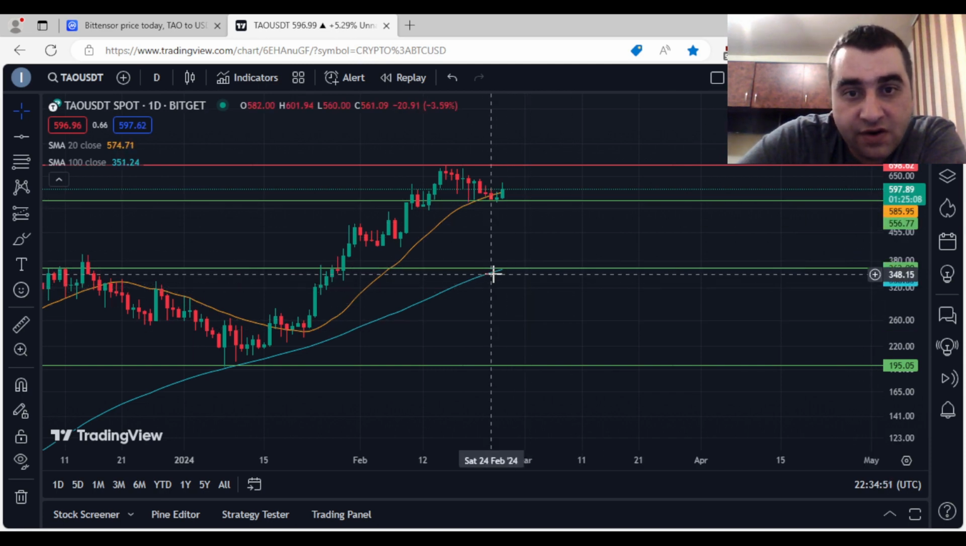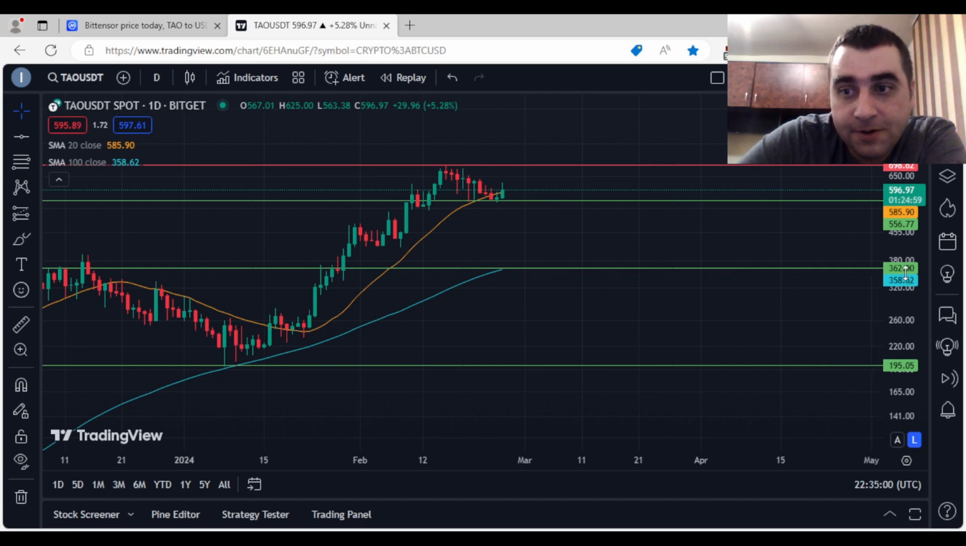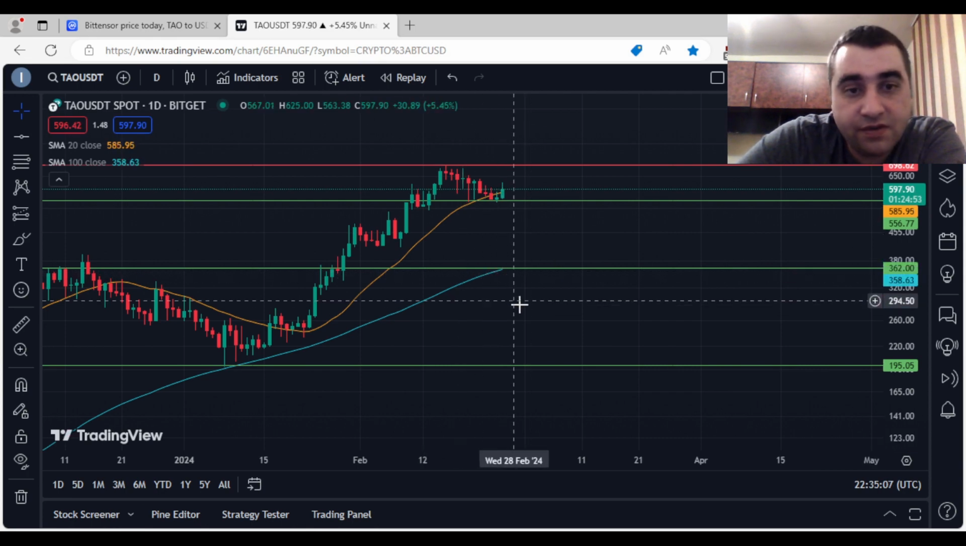You can see here that for now this 100 SMA is at $358. It is close to this support that I drew at $362. You can see here, right?